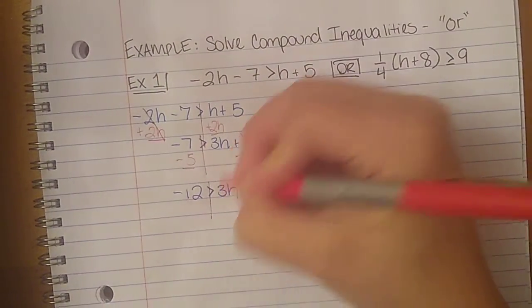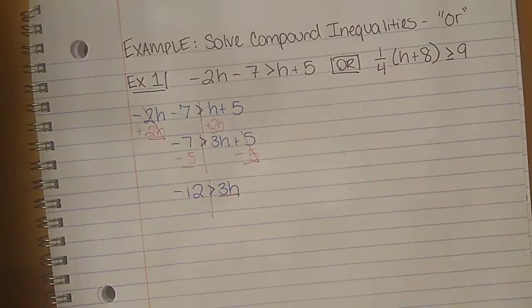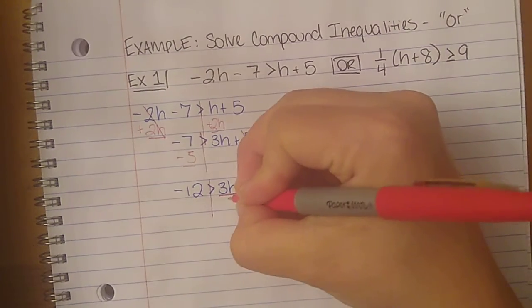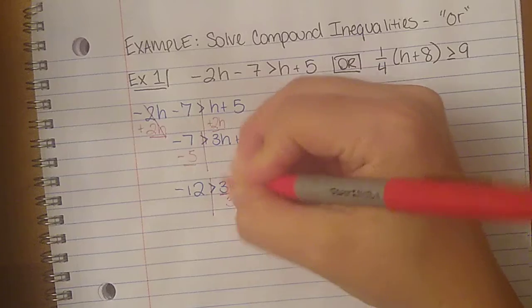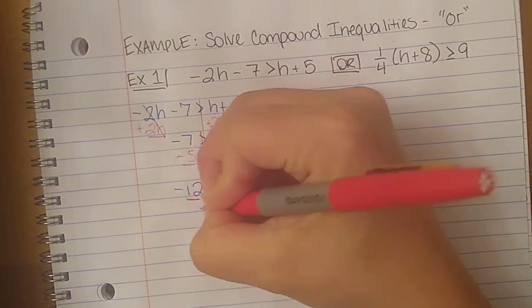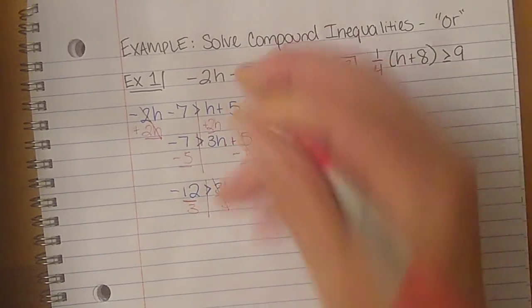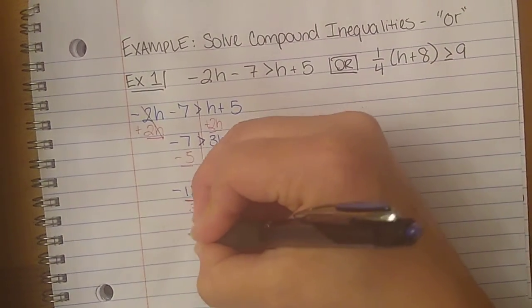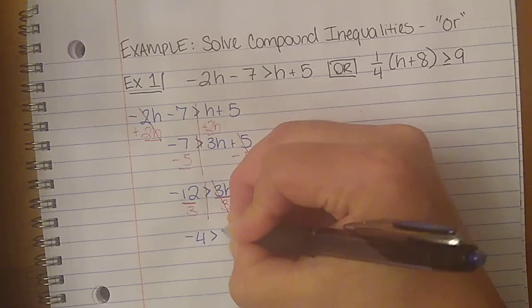3 times h, I need to solve for h. The only way to do that is to divide both sides by 3, as that will turn this over here into 1, because 3 divided by 3 is 1, and effectively cancel it out. Negative 12 divided by 3 is negative 4. So negative 4 is greater than h.